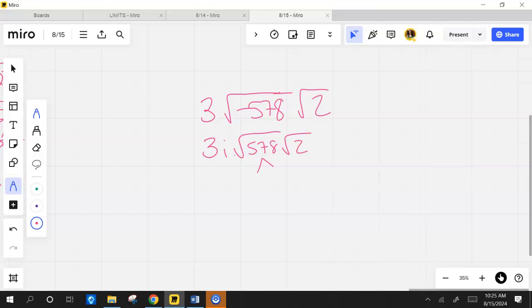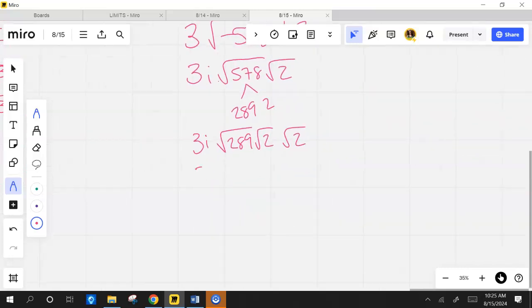289 and 2? What's the square root of 289? 17. 17.